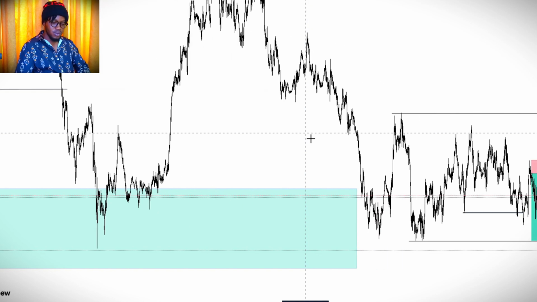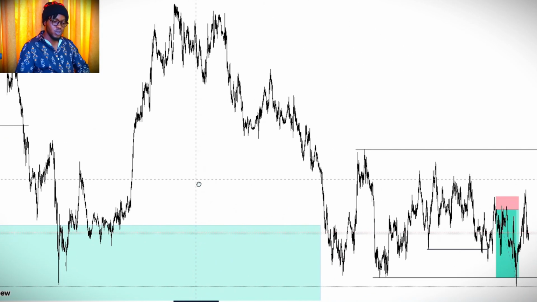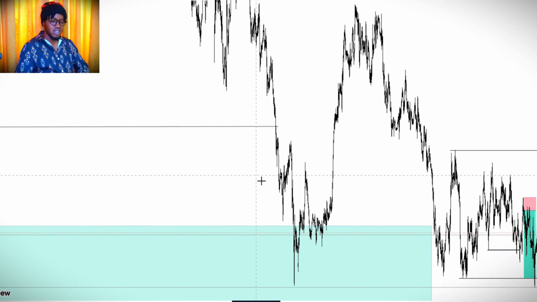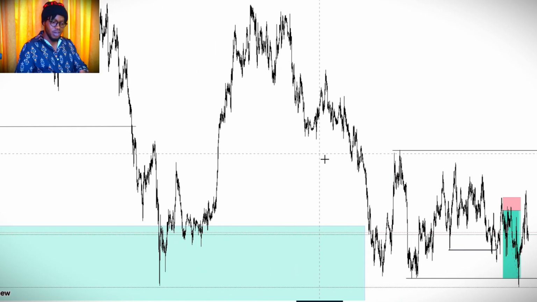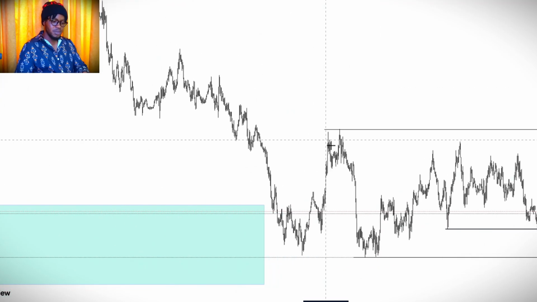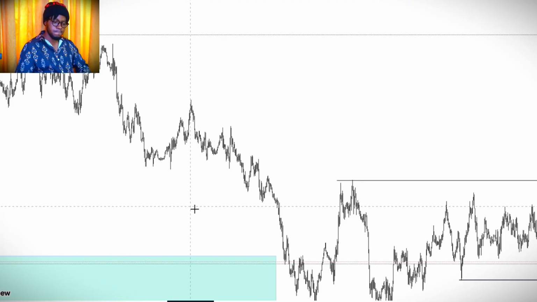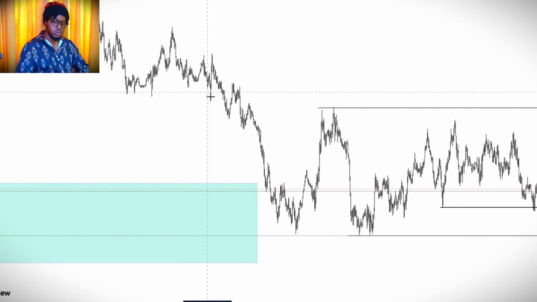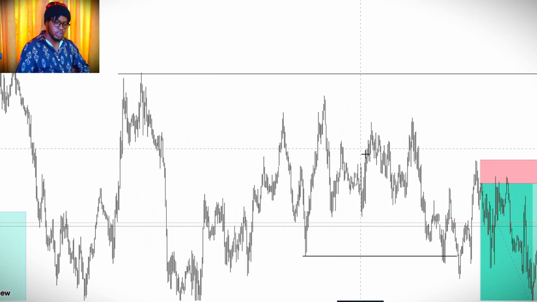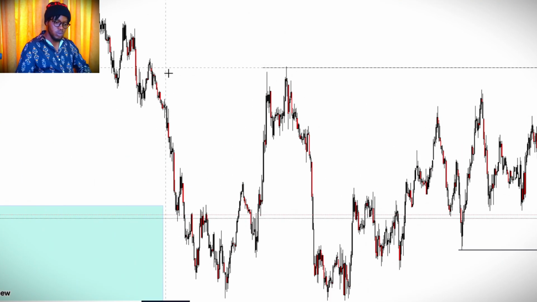So clearly, let's do a quick analysis. As you can see, the market is clearly bearish, having a lower low, lower high, a lower low, lower high, a lower low, a lower high. Since that is our lower high, it's also our supply zone.